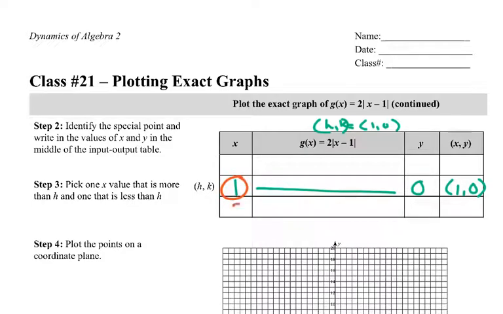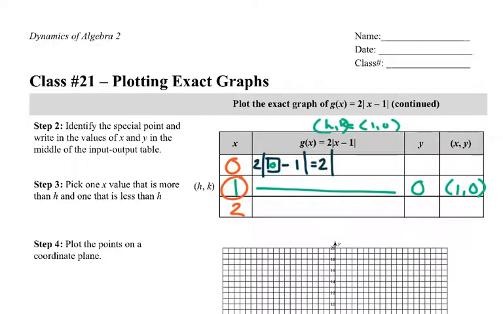1 more than 1 is 2, and then one that is less than h. So 1 less than 1 is 0. And then what we're going to do is plug those values in. Now, if you need a little bit more room, feel free to go into the margin here. There's plenty of paper, so there's no need to make it complicated. All right, and just like before, we're going to simplify that out, right?